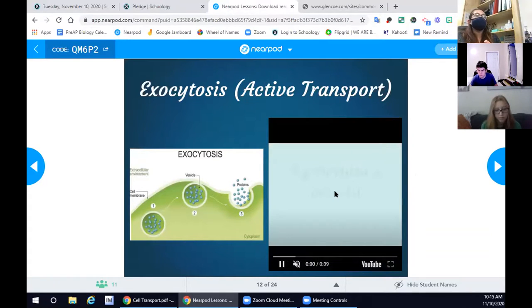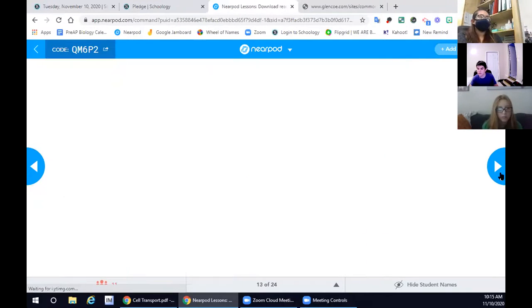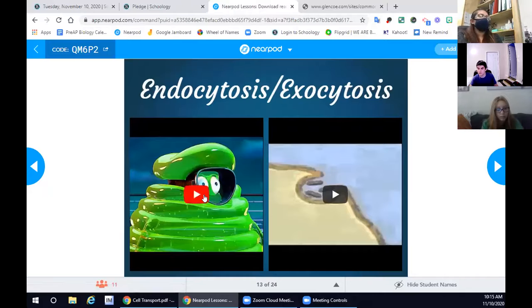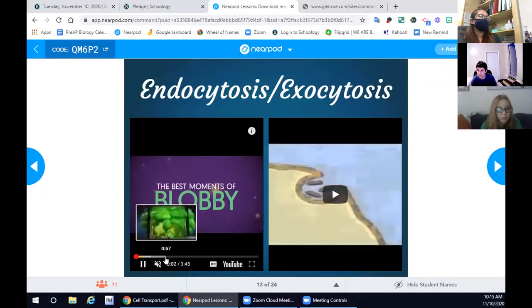This is a little amoeba that's showing exocytosis. They're just leaving the cell through the cell membrane. That's exocytosis. So this is a little clip because I love this guy.